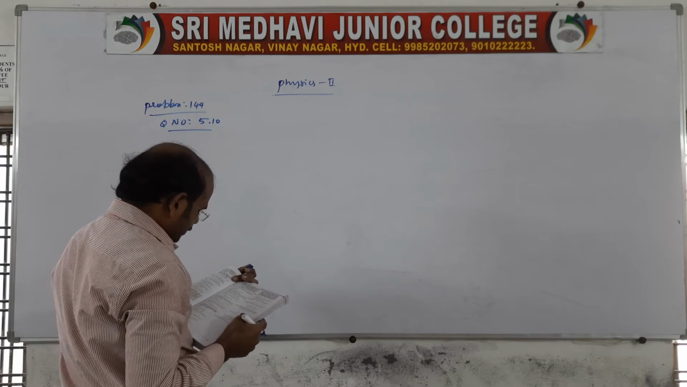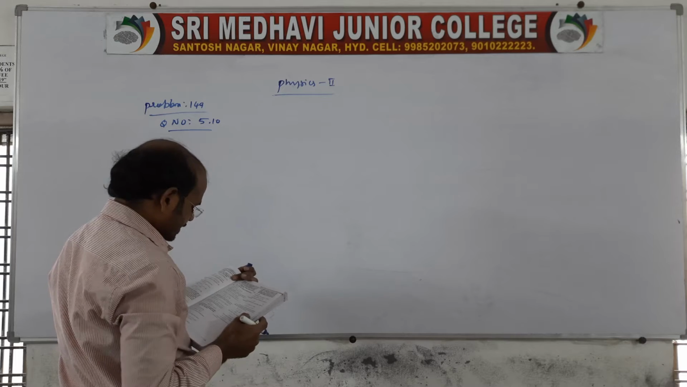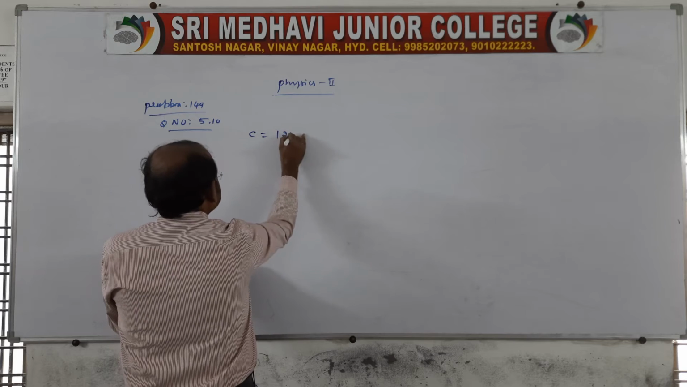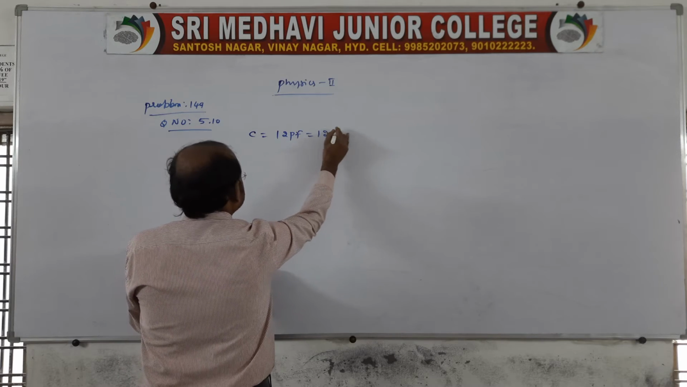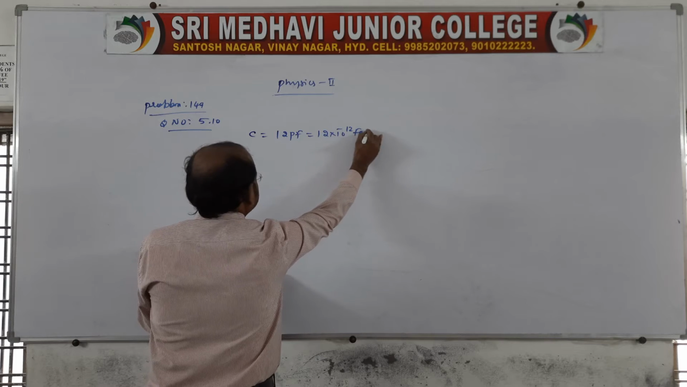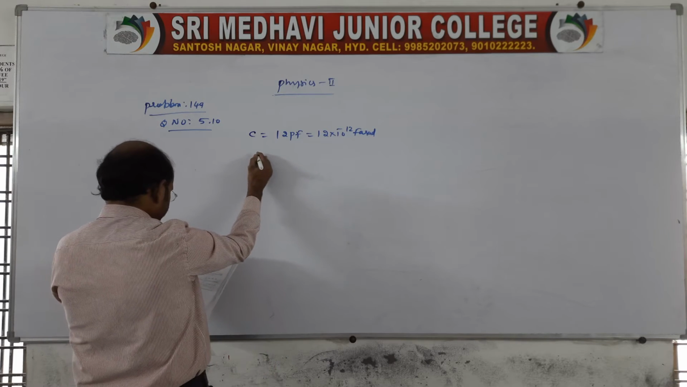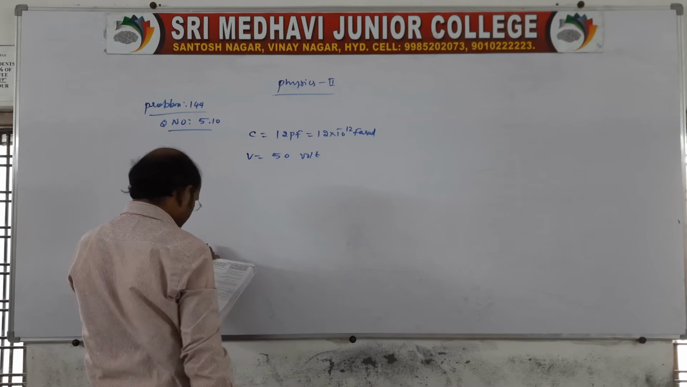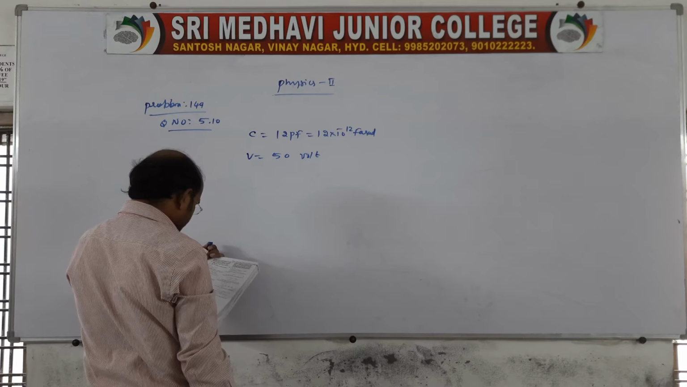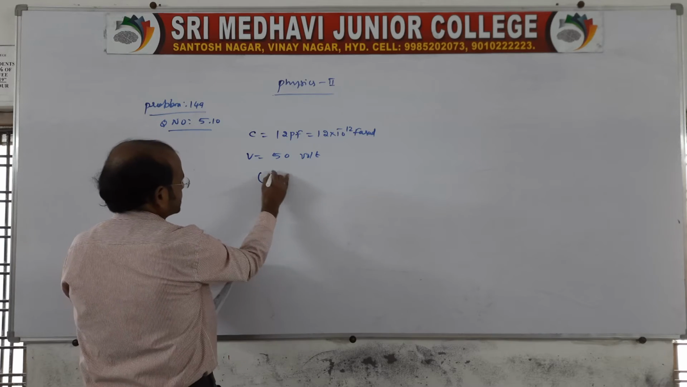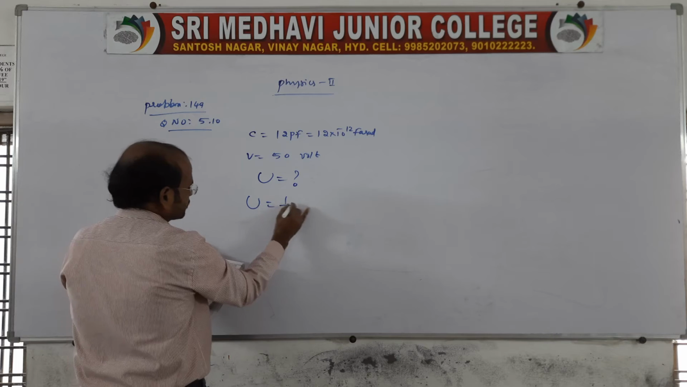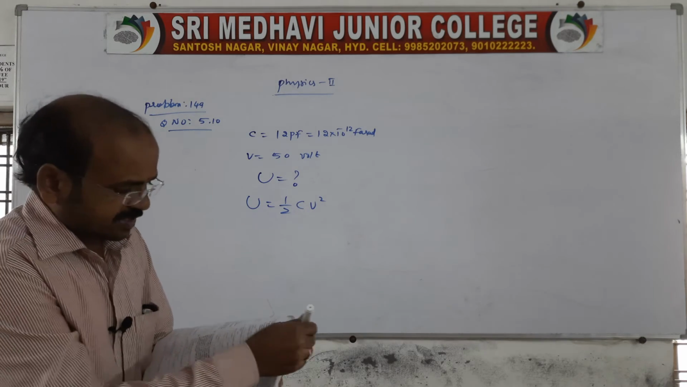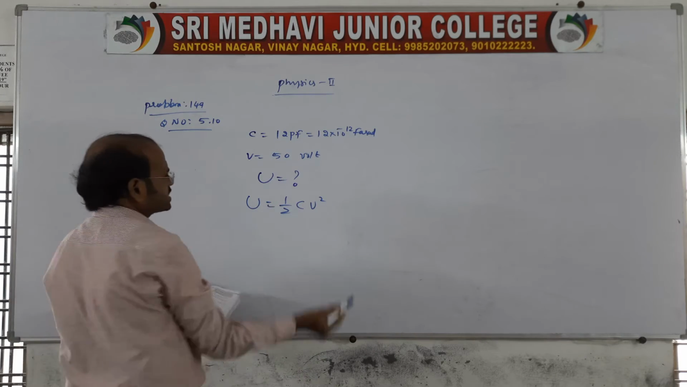A 12 pF capacitor is connected to a 50 V battery. Here C is given as pF, picofarad, so 10 power minus 12 farad. And V is given as 50 volt. How much electrostatic energy is stored in the capacitor? So he is asking for electrostatic energy. U is equal to 1 by 2 C V square, of course, because the question is very clear, C is given and V is given, that's all.